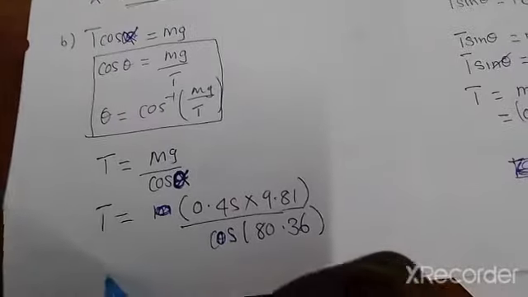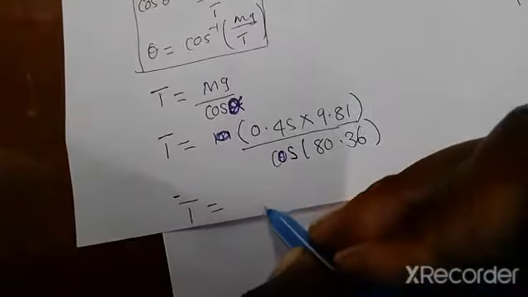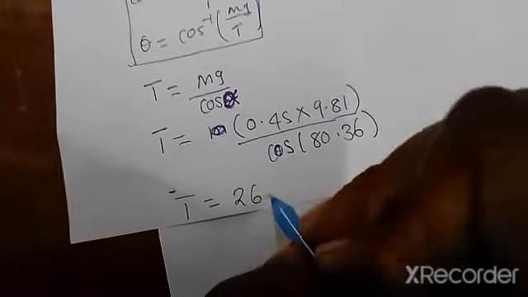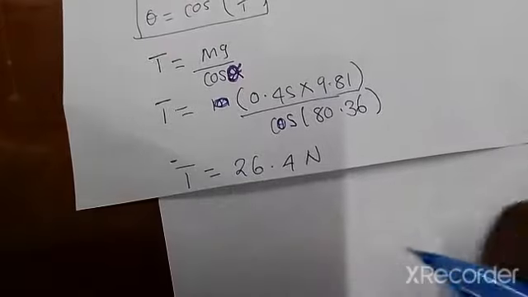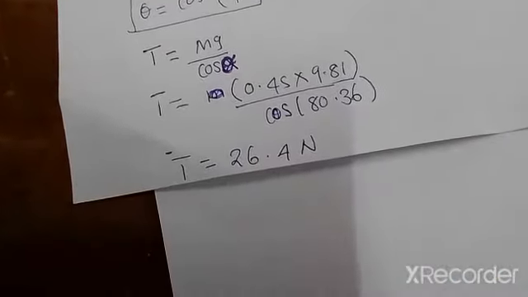So the tension will be equal to 26.4 newtons. Okay, that's what we have. So now we are going to question 5. We solve question 5 and that will be that for today.